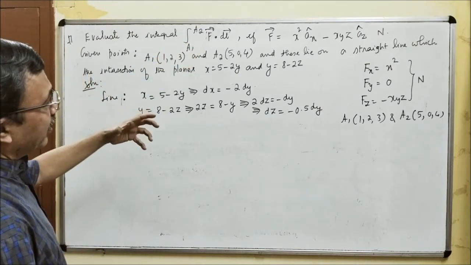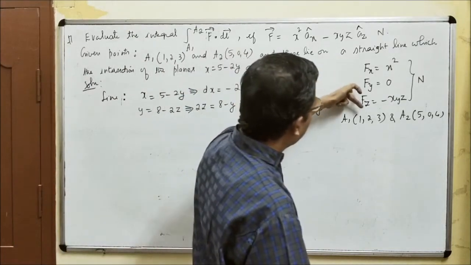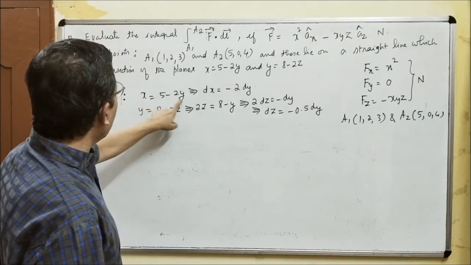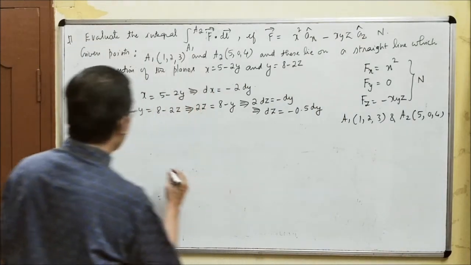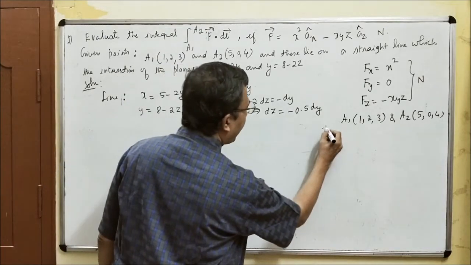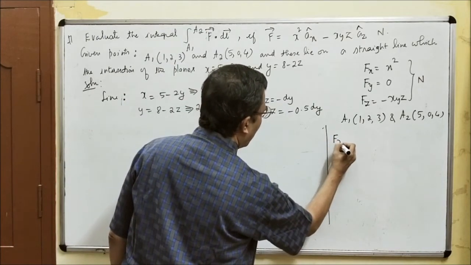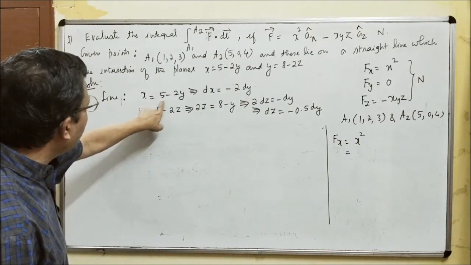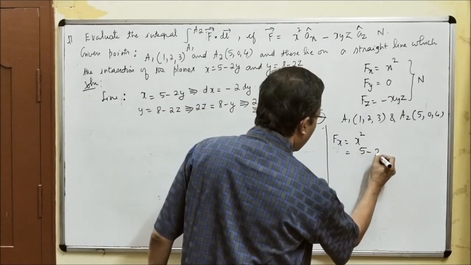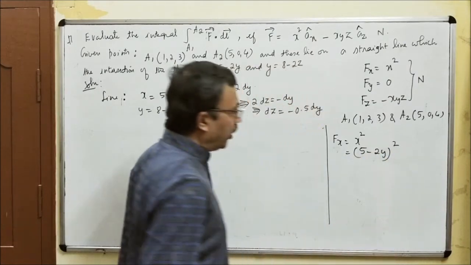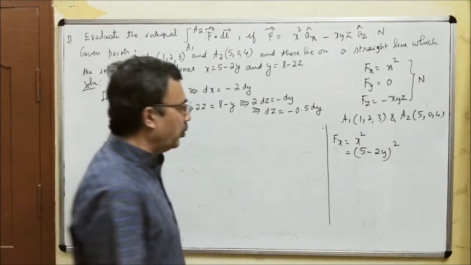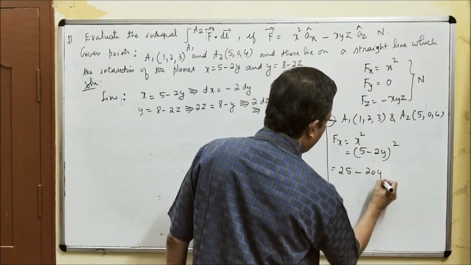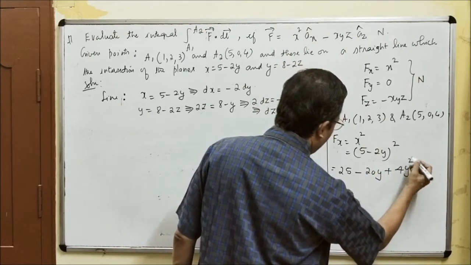Before we evaluate this integral, I want Fx and Fz to be expressed in terms of y. What is x? x is equal to 5 minus 2y. So Fx is equal to x square, which is 5 minus 2y whole square. (a minus b) whole square is a square minus 2ab plus b square. So this is 25 minus 20y plus 4y square.